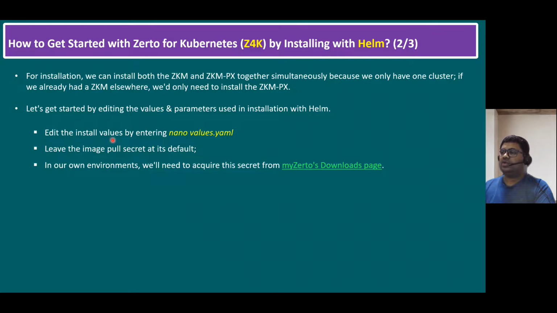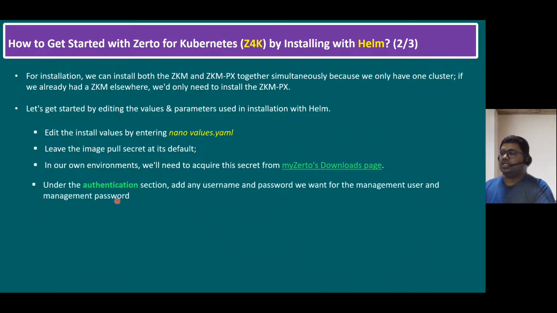See, edit the install values by entering nano space values.yaml. So nano is like an editor command. We can edit some values in this YAML file and mainly leave the image pull secret at its default. So there is some secret code, that information we can leave as it is. But if you are doing this in your own environment, what Zerto recommends is that we acquire the secret from the My Zerto download page. Okay, but in our lab it's already there, so we do not need to modify the pull secret.